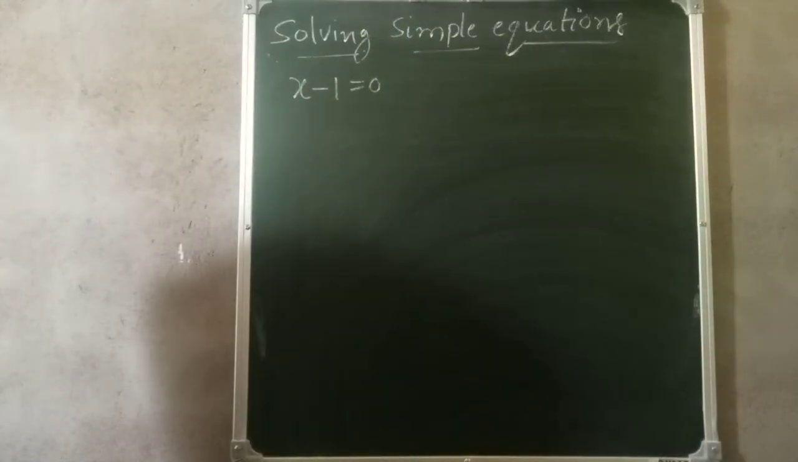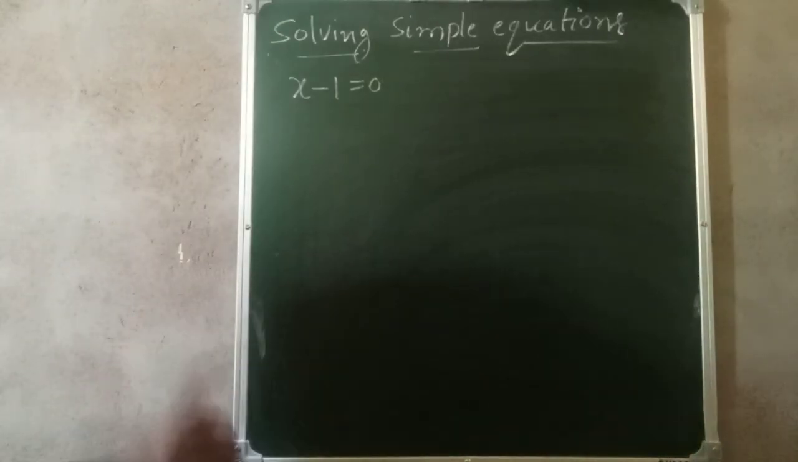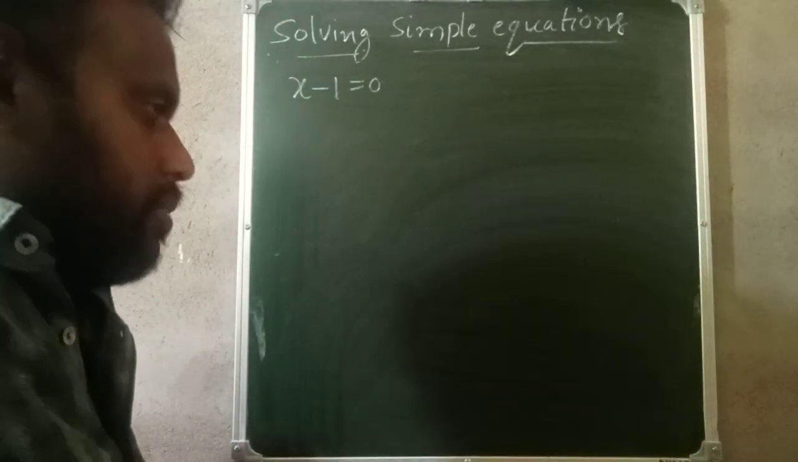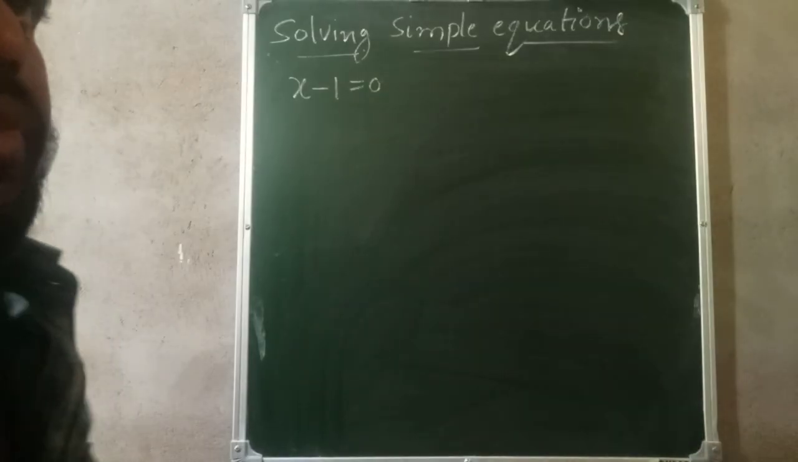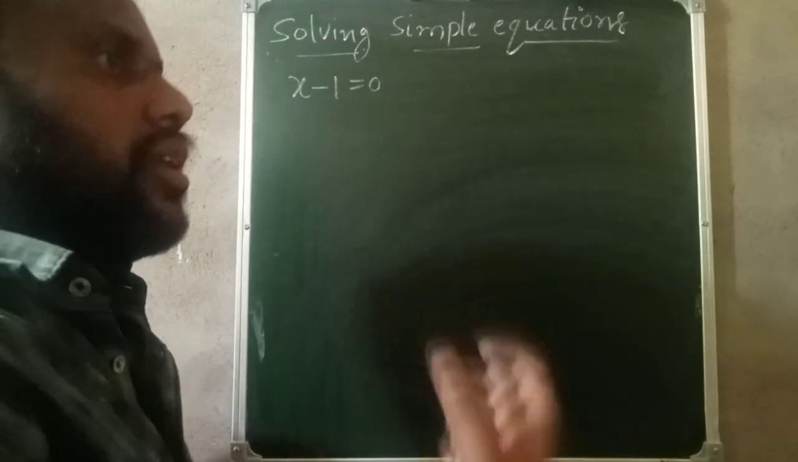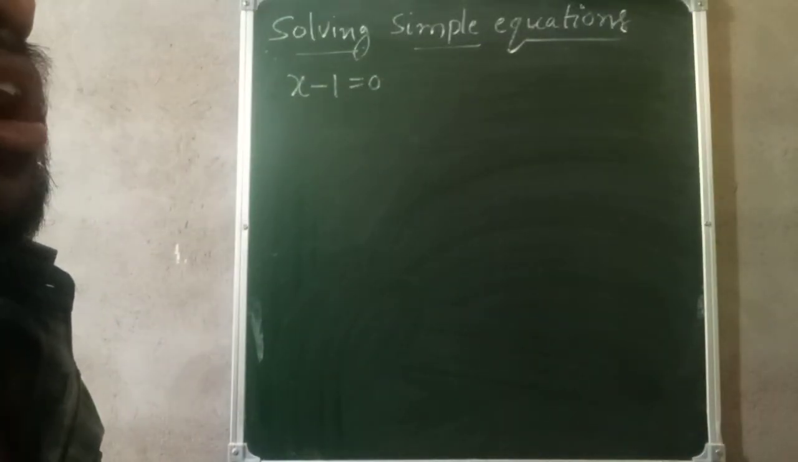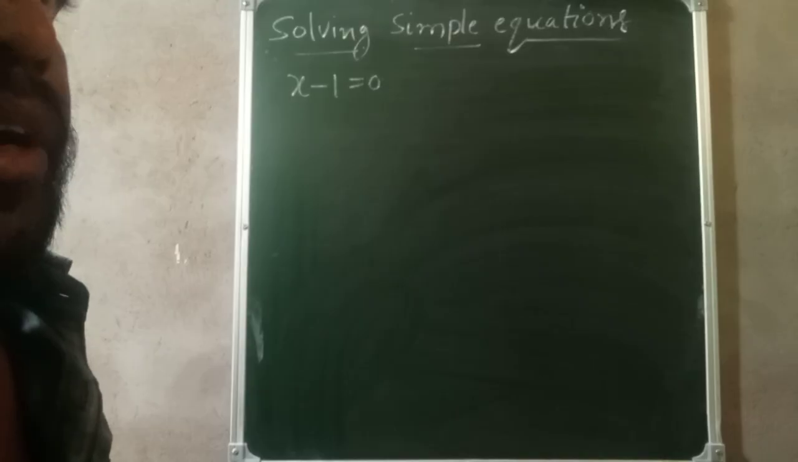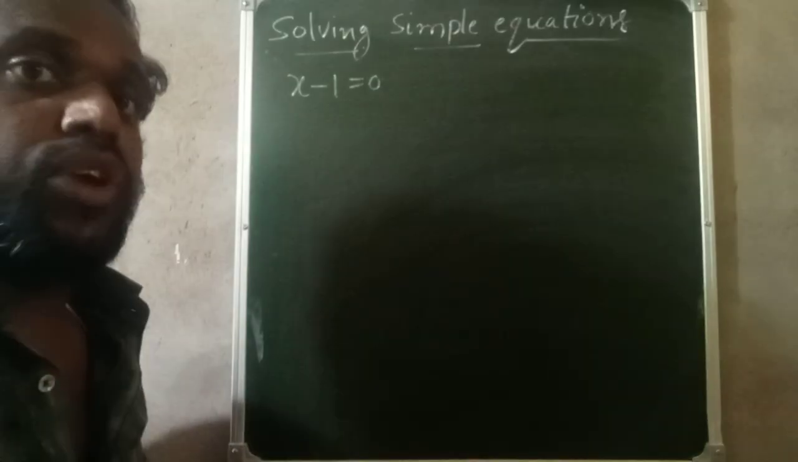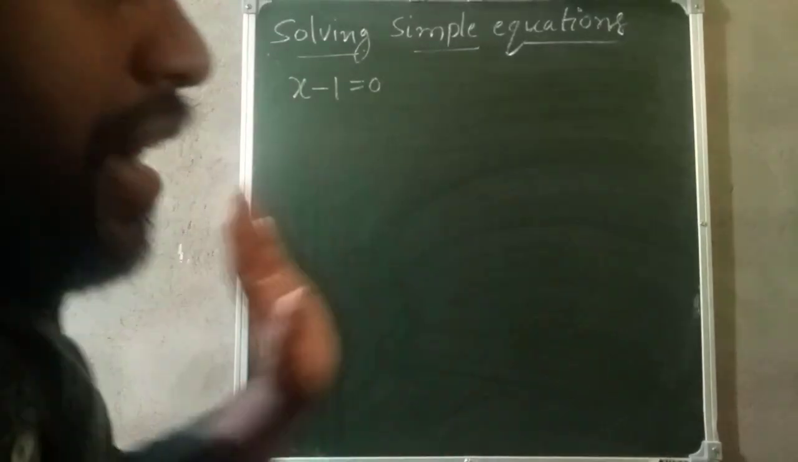So this is a very simple equation. We have to solve it, which means we have to find the value of the variable. The variable here is x. x is a letter, an alphabet letter. So this letter x is the variable, and we have to find the value of x.